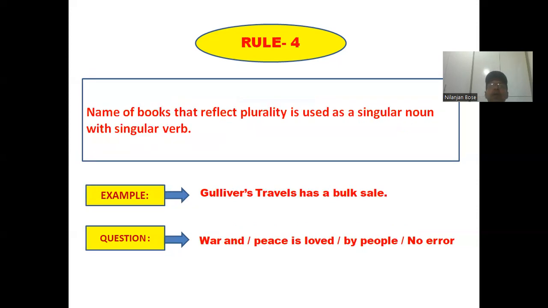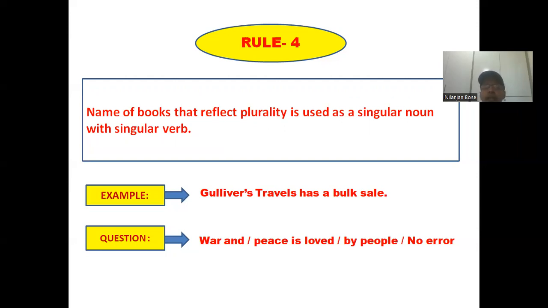Right. Let us move to rule number 4. Names of books that reflect plurality are used as a singular noun with a singular verb. So there are certain books where in the name of the book you will find apostrophe s or s. It doesn't mean that it is to be considered a plural one. It should always be considered a singular one.